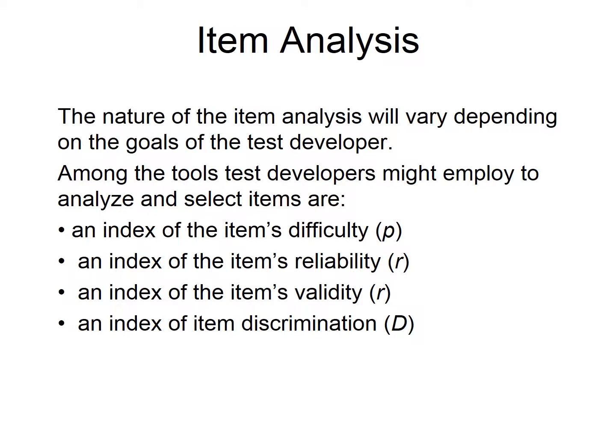Among the tools test developers might employ to analyze specific items are an index of its difficulty, often referred to as P, an index of its reliability, which is calculated with R, the coefficient of reliability, an index of the item's validity, also R, and finally its ability to discriminate between top and bottom performers, or D. So how difficult is it, how reliable is it, how valid is it, and how well does it discriminate or predict future behaviors.